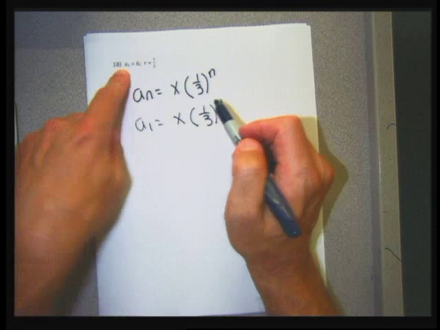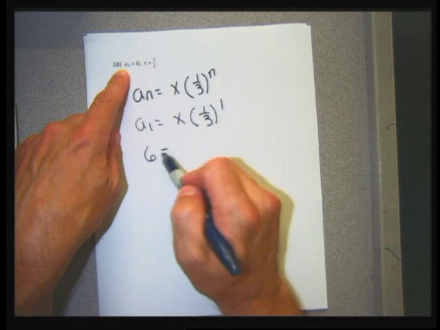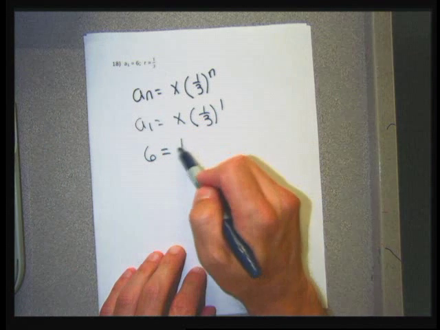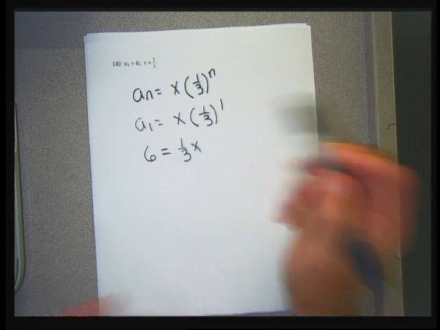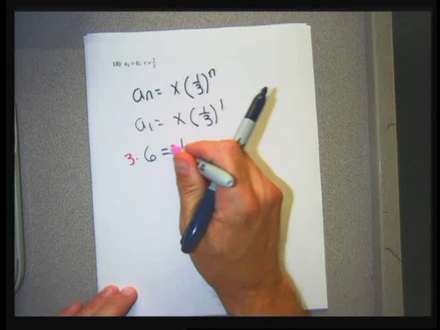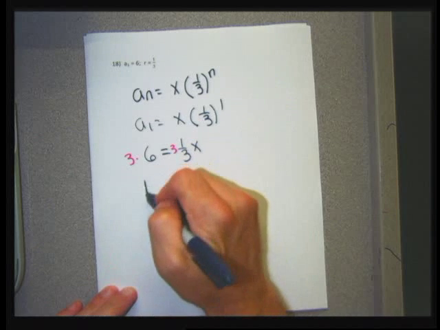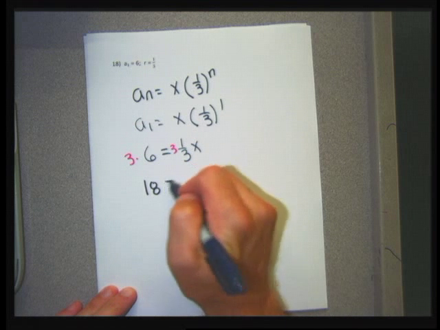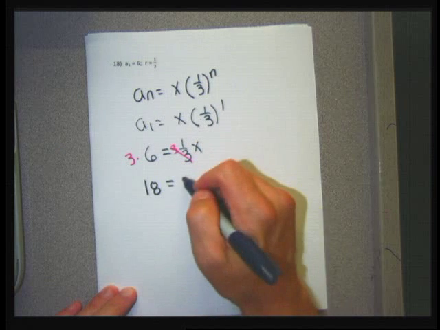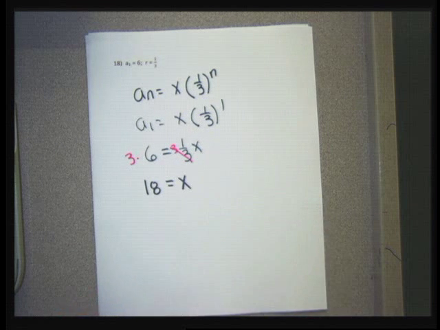I'm going to change a sub 1 to 6. I get 6 equals, on the right side, 1/3 to the 1 is 1/3. I can write it before the x and write it as 1/3 x. Now I'm going to multiply both sides by 3. On the left side, 3 times 6 is 18. On the right side, the 3's cancel. You're left with a 1x, and that's just x.